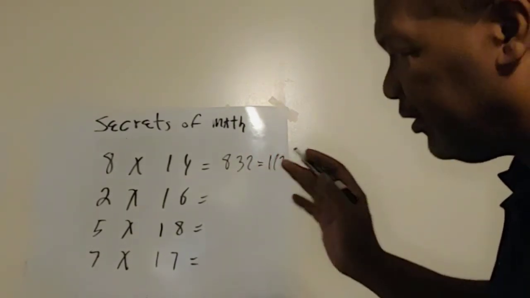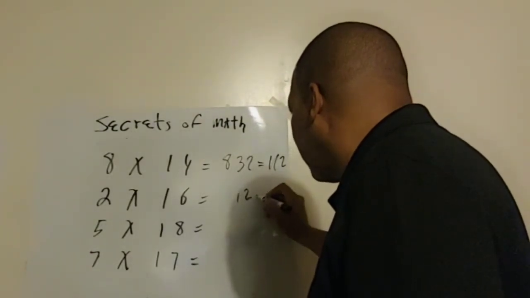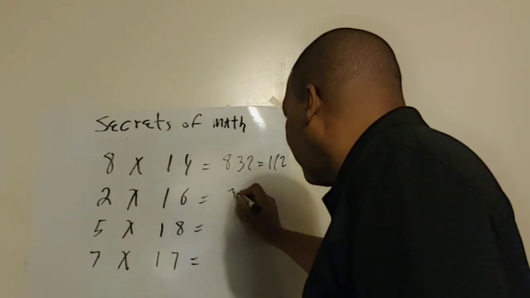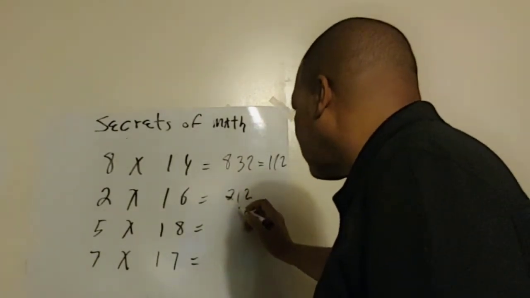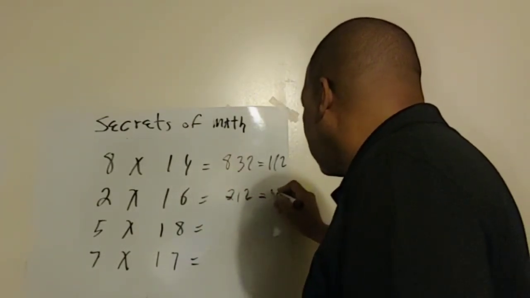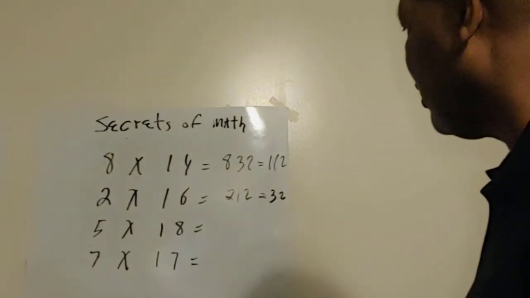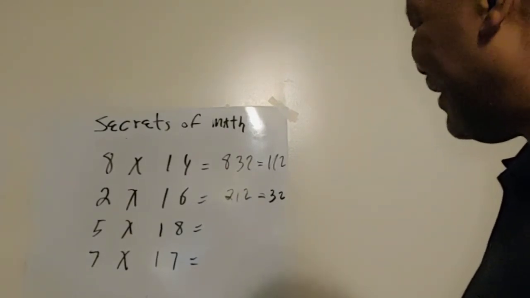Now we're looking at 2 times 16. We know that 2 times 6 is 12. So we have the 12. And then we put the 2 in front of that. And then we go, 2 and 1 is 3. So that's 3. And then we put down the 2. Okay, that was easy. Okay, next one, we're going to go 5 times 18.